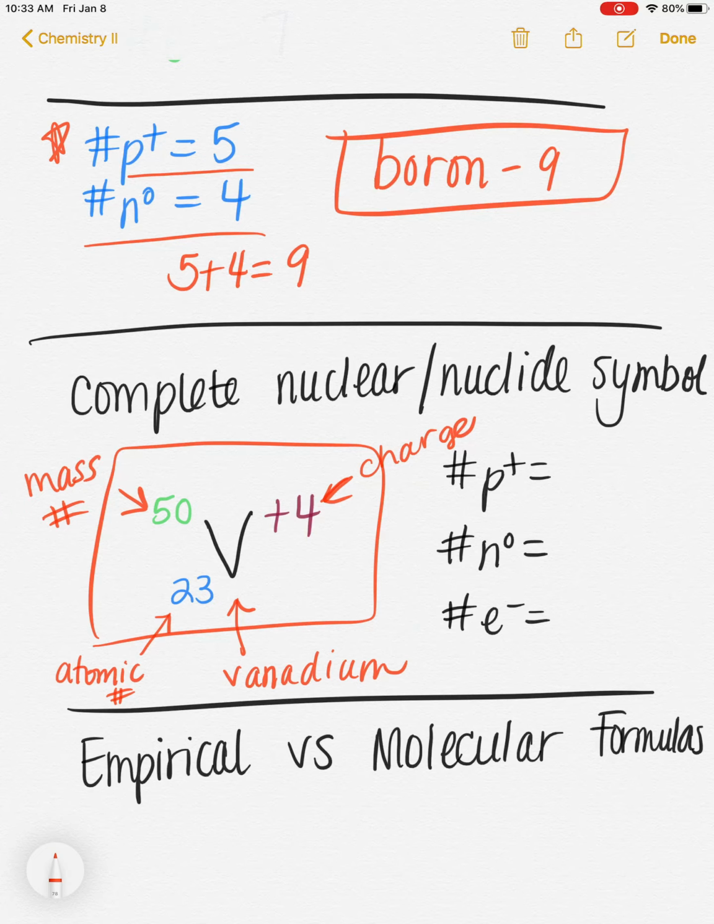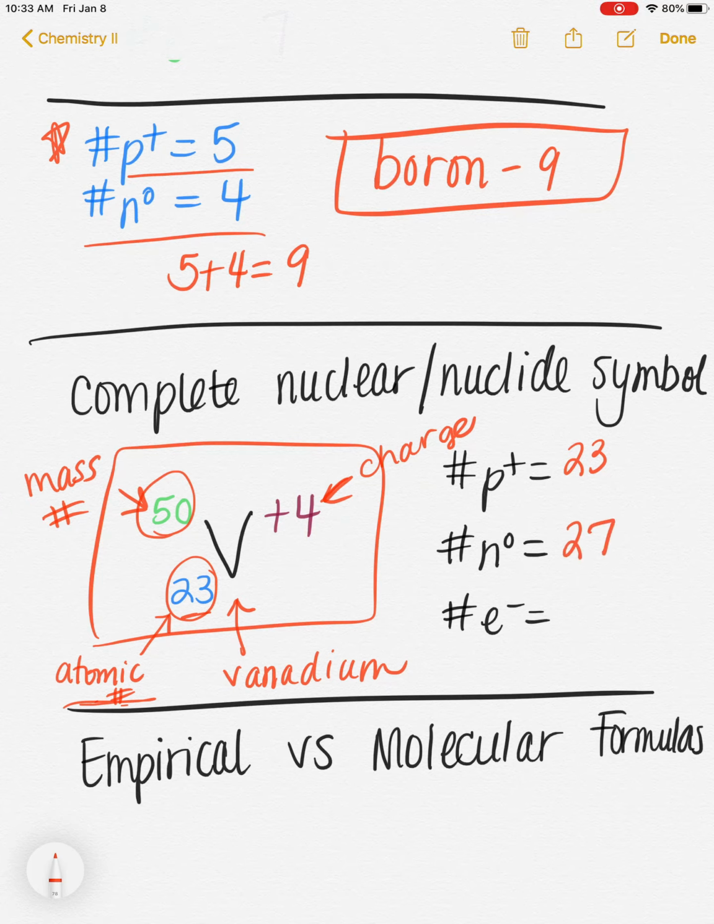If I look, the number of protons is equal to the atomic number. We said the atomic number is this number down here. So that means I've got 23 protons. Neutrons, I find by taking my mass number minus my atomic number. So 50 minus 23 gives me 27.